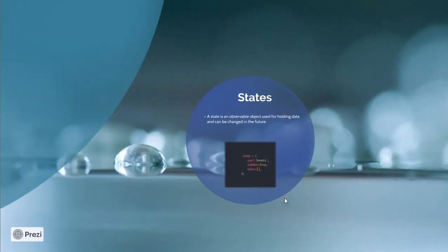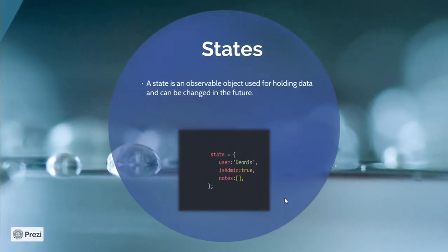The next concept is state. The state of a component is an object that holds the data. Every time the data of the object changes, the component will be re-rendered on the screen.